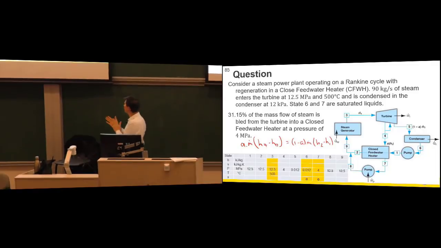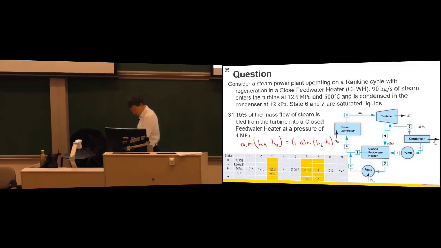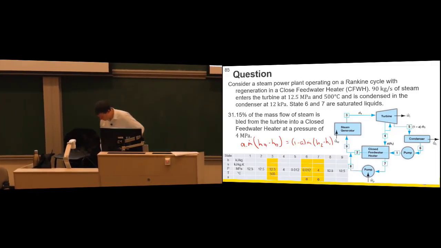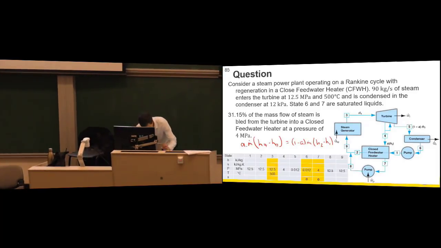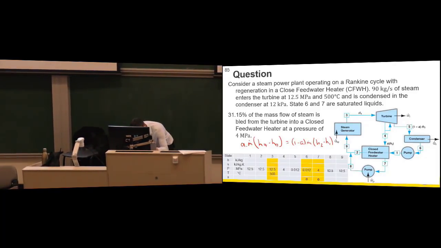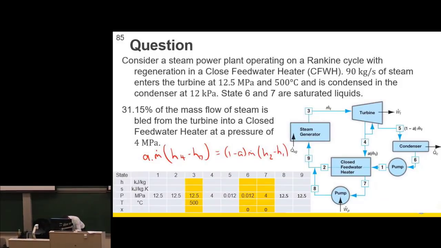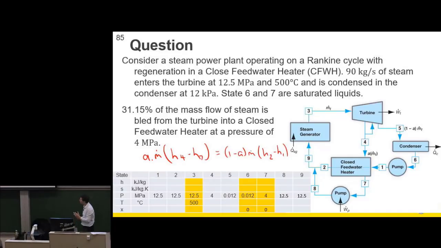For state point 1, I didn't actually do this as an interpolation. I used my work 6-1 equals v times pressure 1 minus pressure 6, the equation for work for a pump. And so I looked up the specific volume at state point 6 and the specific volume at state point 1, and they were pretty similar.